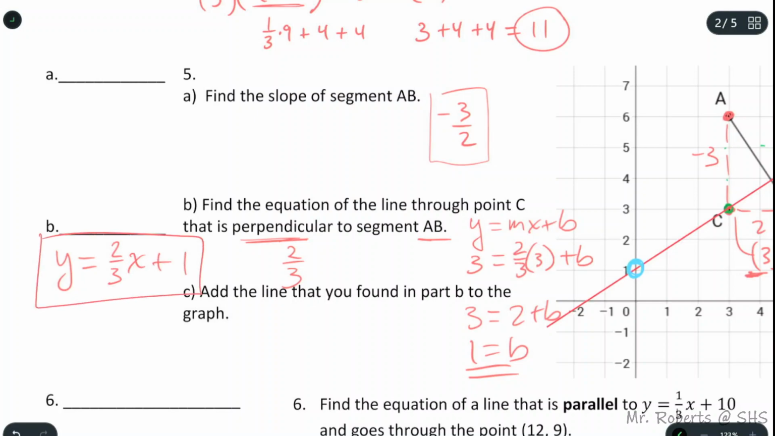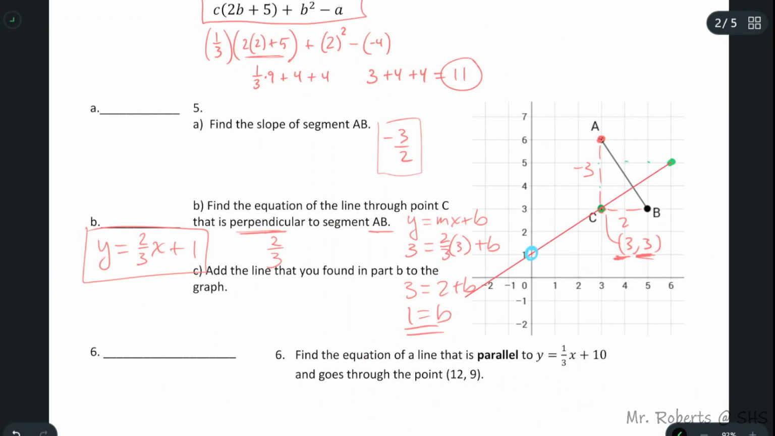And then I already did part C just by default, right? Just by drawing it, I got this there. So here we go. We have this line that goes through C, and this line makes a right angle with AB. I know the equation of that line, I know the slope of that line, and I know that it has a y-intercept at positive 1.